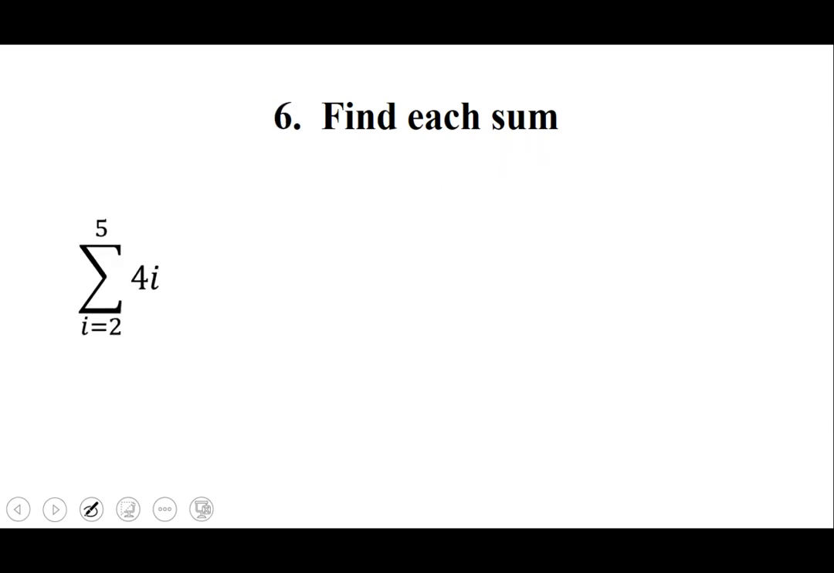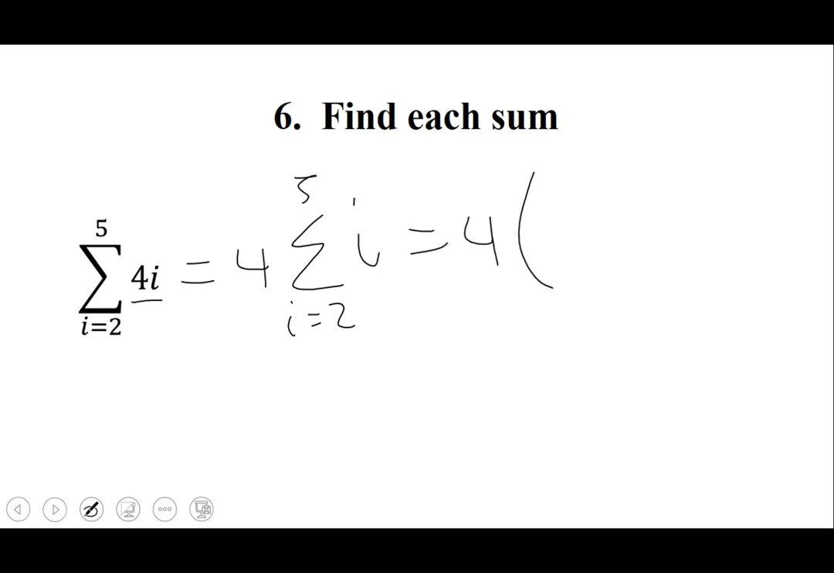Take a look here, the sum from 2 to 5 of 4i. So if you'll notice 4i, that basically means that every time you plug in a value, you're multiplying it times 4. So if you want to save yourself a step, you're going to use the second property of summation, which says you can factor the 4 out and rewrite it as the sum from 2 to 5 of just i, which means that you're going to leave the 4 out front.